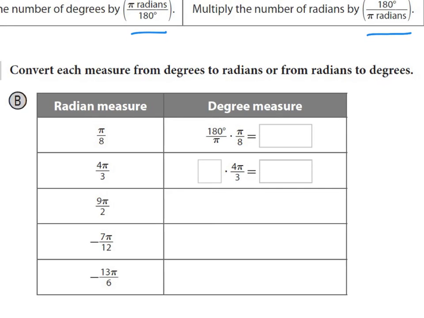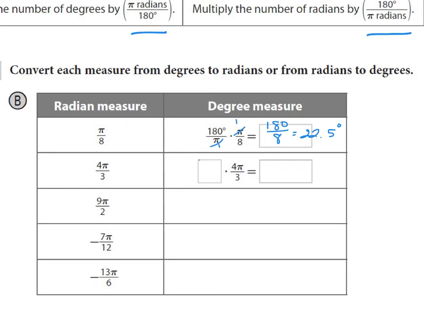So if we have a radian measurement of pi over 8, the pi itself gives you a clue that it's in radian measure. So we're going to take that pi over 8 and multiply by 180 over pi. Now the pi's simplify to give us 1, and we get 180 over 8, which simplifies to 22.5 degrees. All right, let's try another one.